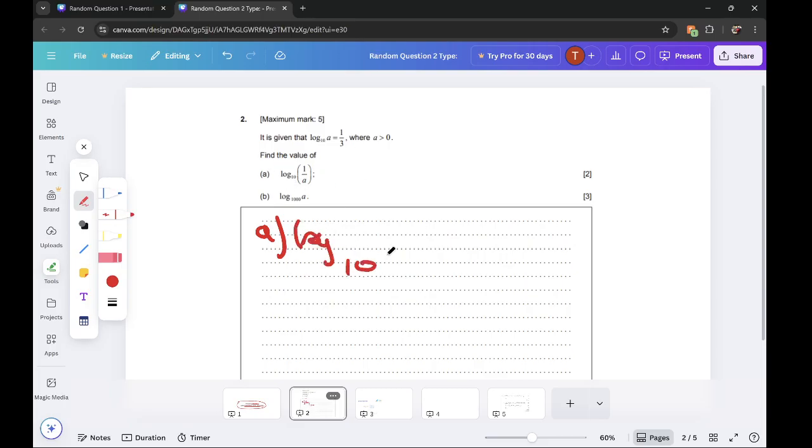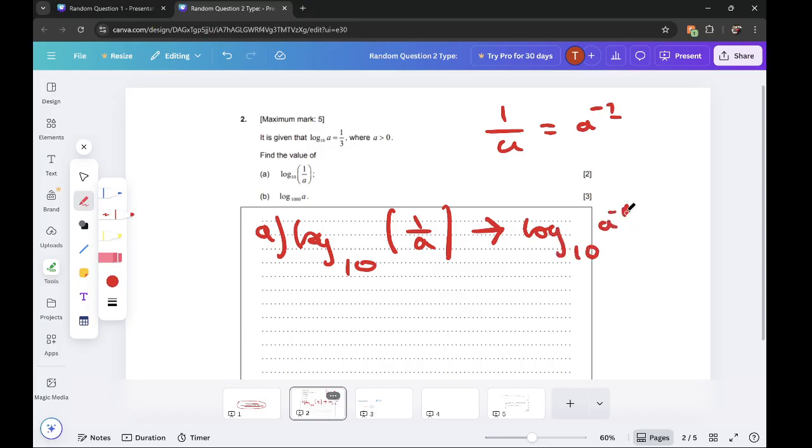They've asked us log 10 of 1 over a. We know that 1 over a is equal to a to the power of negative 1. So we can write this as log 10 of a to the power of negative 1. We have a power on a, so we can take it and multiply it over here. This becomes negative log 10 of a. Now we know what log 10 of a is, which is 1/3. So it's negative log 10 of a, which is negative 1 over 3. Really nice, really simple. Now let's move on to B.